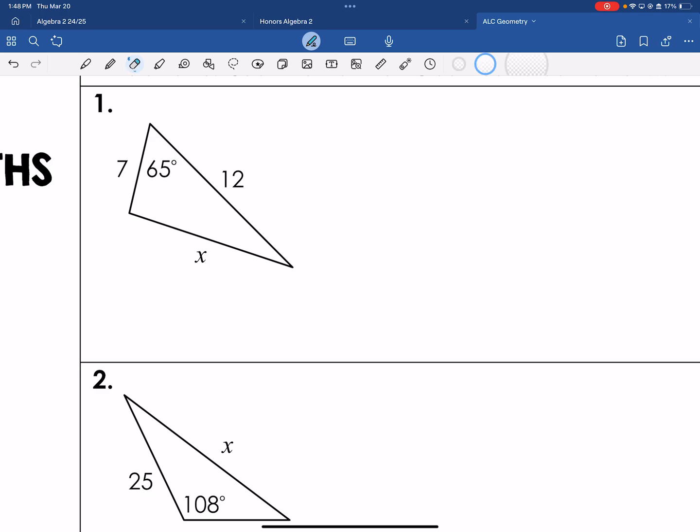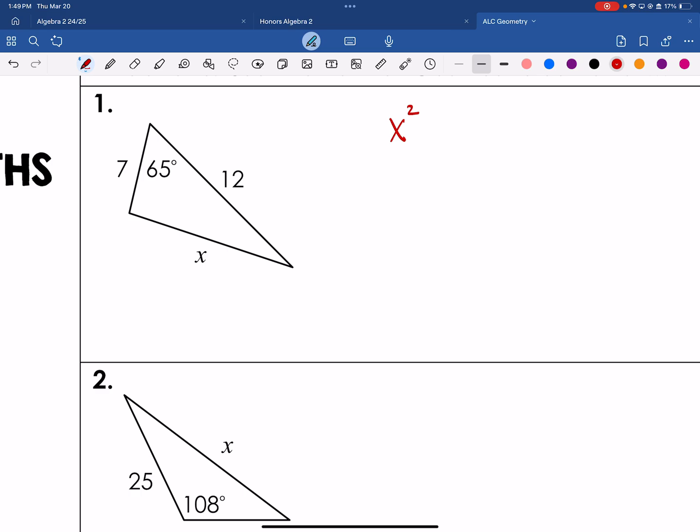So I've got sides of 7 and 12. I've got an included angle of 65. We want to find x. There's no a's, no b's, no c's in any of this. The law of cosines says that the side opposite our known angle. What's the length of the side opposite our known angle? Do we know it? We don't know it. It's just x.